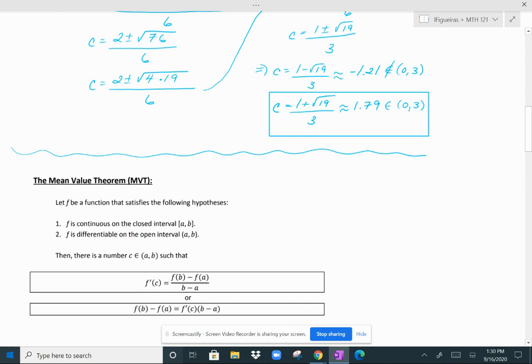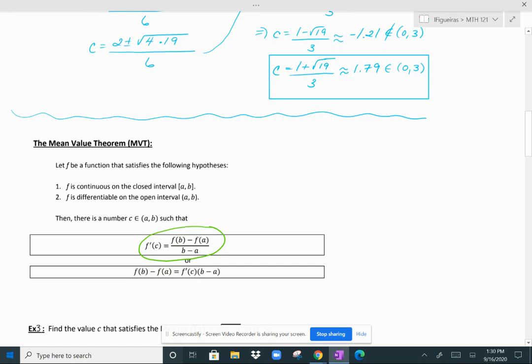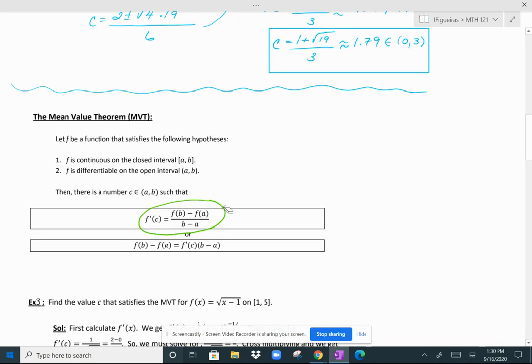Now here we do not have to check that f of a equals f of b. That condition is not required. But if these two are true, then there will be some element c that falls within a and b, where f prime of c is equal to f of b minus f of a divided by b minus a. And sometimes it is more convenient to look at this equation in this way. So if you multiply both sides by b minus a, f of b minus f of a equals f prime of c times b minus a.